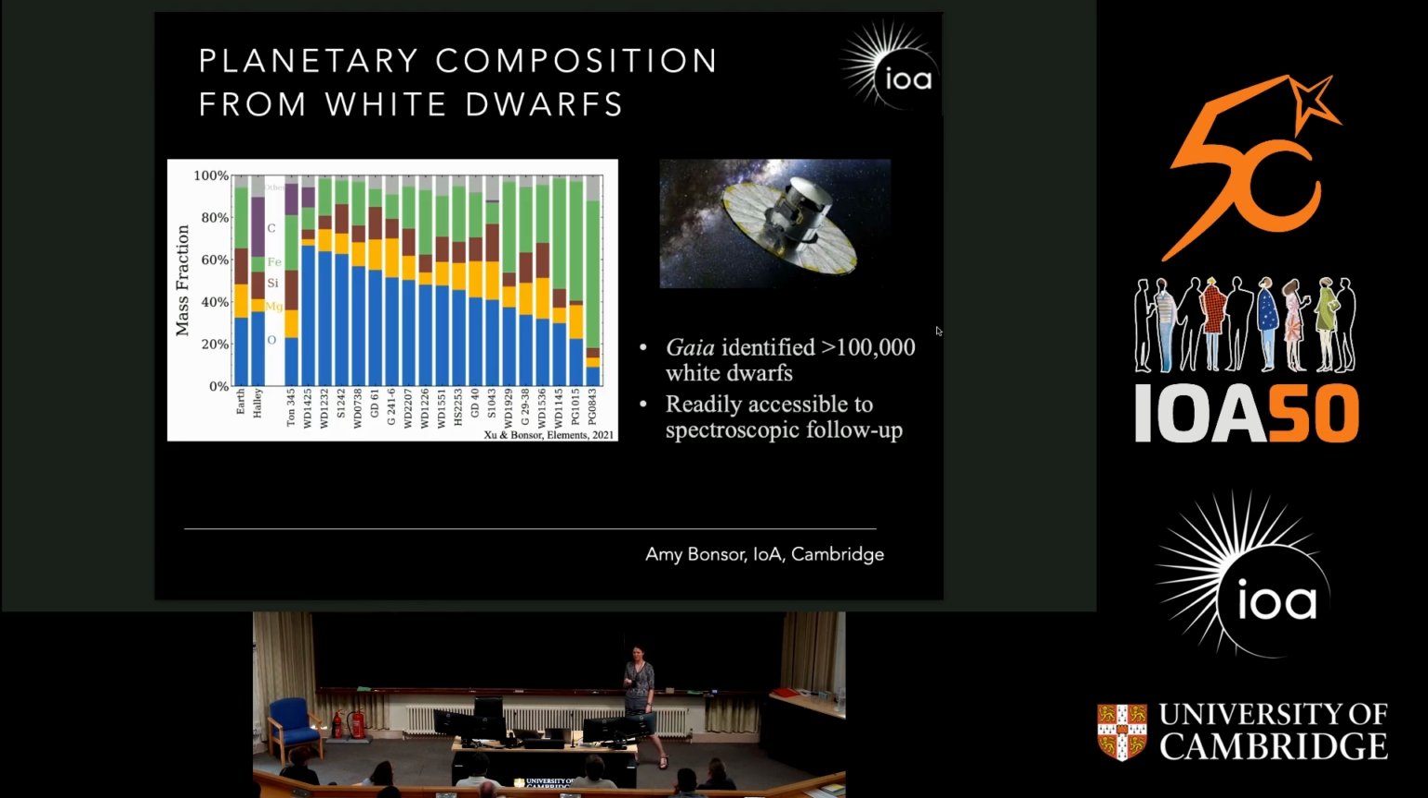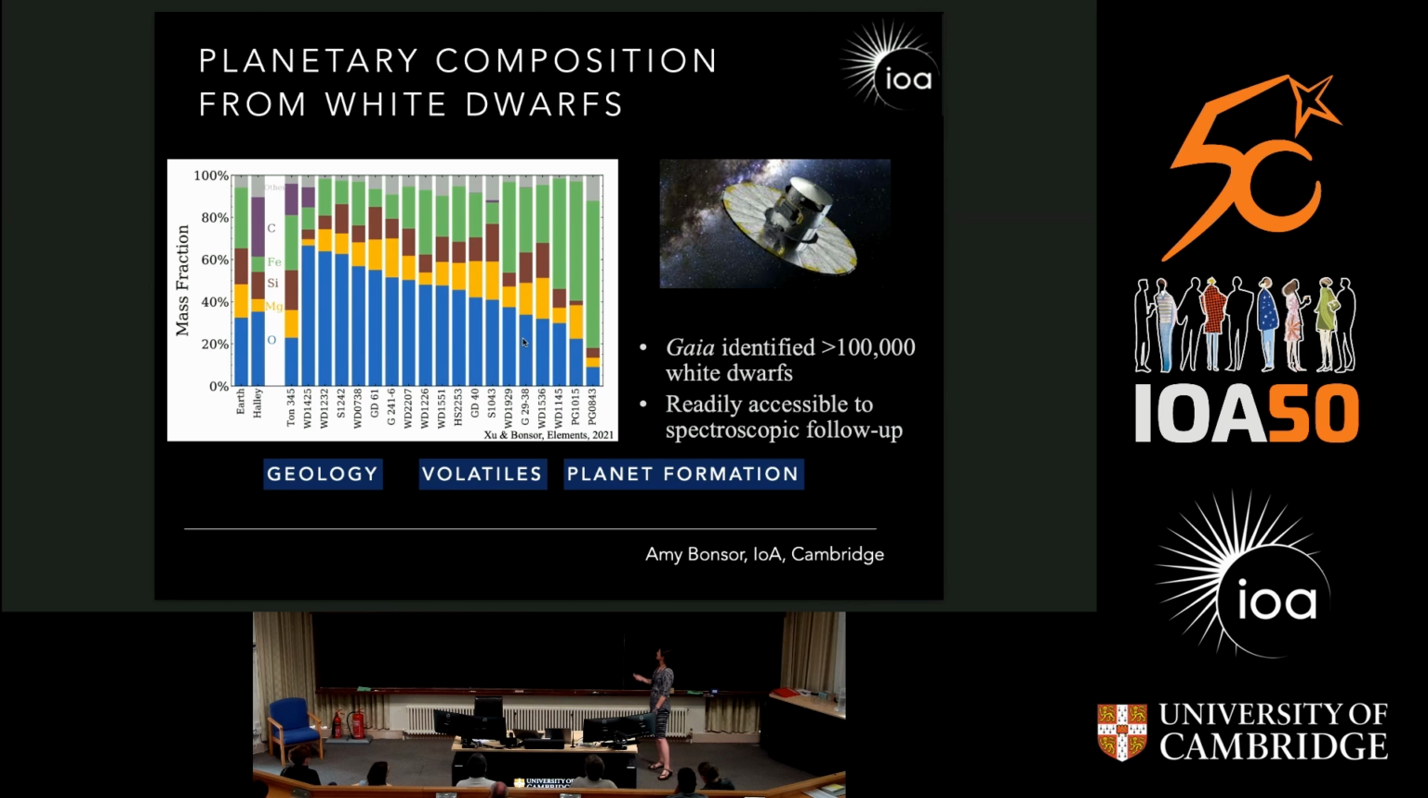And these observations are a great way for studying what's going on in terms of exoplanet interiors. We're now at the point where we have tens of objects where we have multiple elements, and we can constrain the major rock-forming elements that form Earth, so, for example, magnesium, oxygen, silicon, and iron here. And this is showing the kind of diversity that we see from white dwarfs that we can use to learn about planet formation, geology, volatiles, and what's going on in terms of composition in these things.